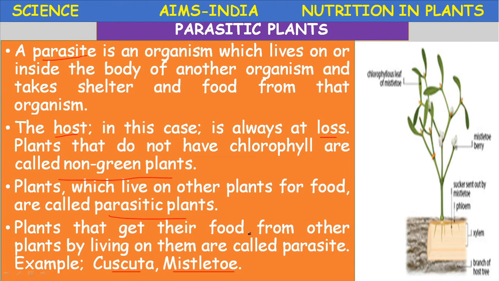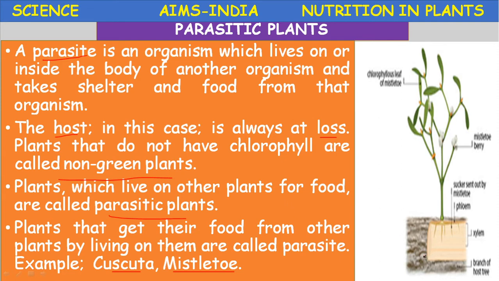Okay, so these parasitic plants live on another organism and derive food from that organism. The organism deriving food is called the parasite, and the other organism from which the food is derived by the parasite is called a host. What is a host? Host can be defined as the organism from which food is derived by the parasite.